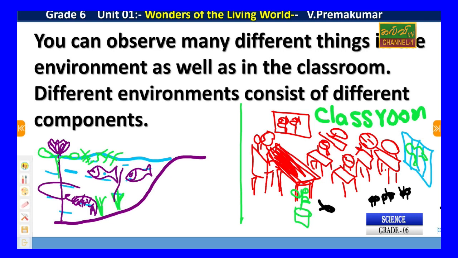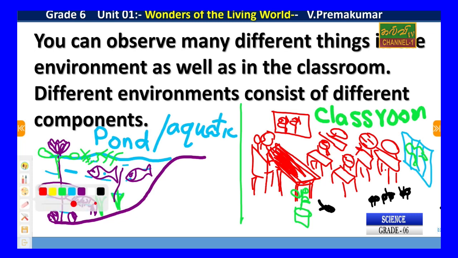So many living things and non-living things. Sometimes shells, stones, and muddy land with water are there. See, this is the pond environment, or aquatic environment. This is aquatic and the other one is the classroom.